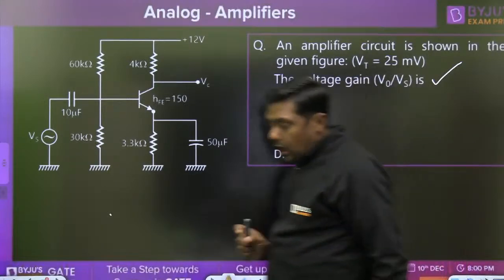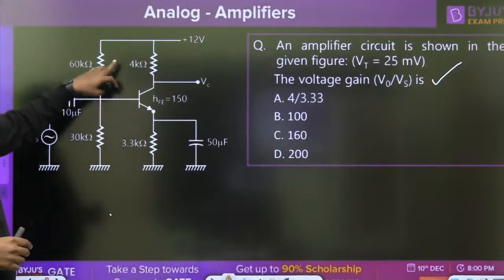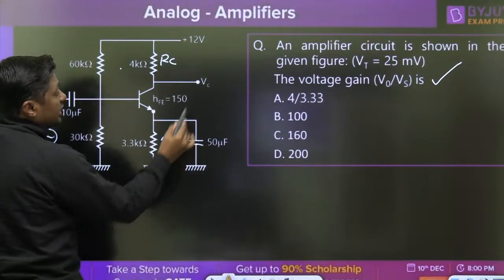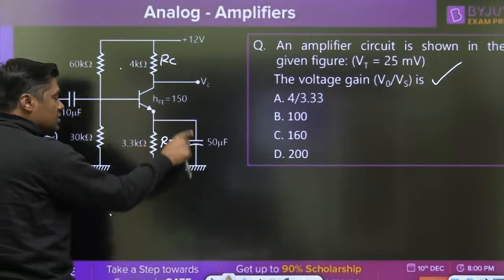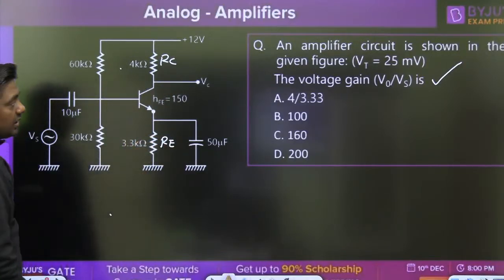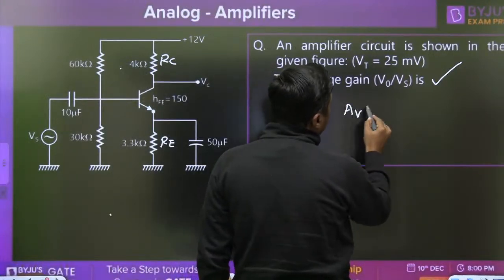Now, normally students give the shortcut RC by RE. There is no RL. But my dear, this answer is correct only when there is no capacitor. The capacitor is connected in parallel to RE, so it is a bypassed RE. If it is the bypassed RE, tell me what is the voltage gain?